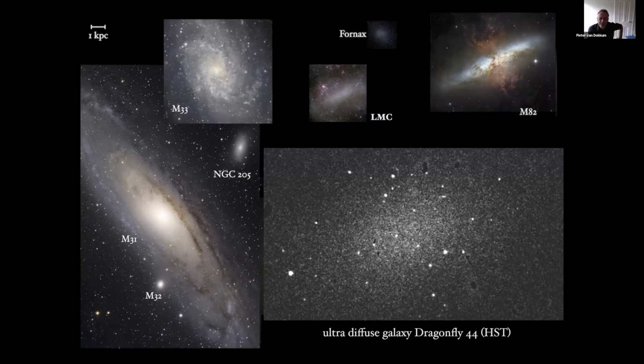And so they look like dwarf spheroidals to first order. They have these sort of Gaussian profiles, very smooth, old, metal-poor, but then far bigger, by about a factor of 10 in half-light radius.